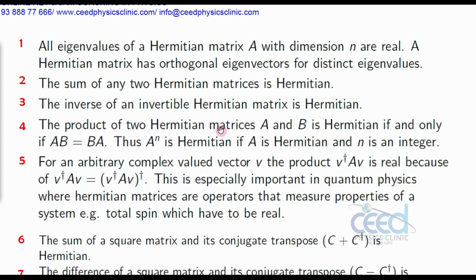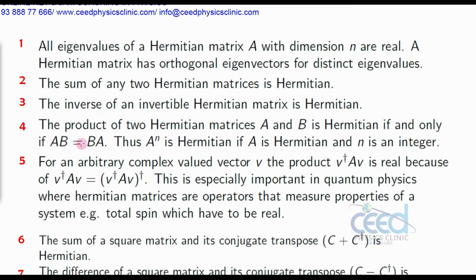The product of two Hermitian matrices A and B is Hermitian only if AB is equal to BA. From this you can say that A raised to n is Hermitian if A is Hermitian and n is an integer. If B you can replace with A, so A into A is Hermitian, which means A raised to n is Hermitian, that is, A should be Hermitian.